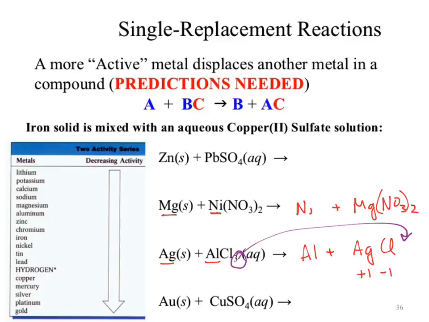Is the equation balanced? No. And we know that because on the left-hand side, how many chlorines do we have? 3. And on the right-hand side? Only 1. So to balance it, we would have to go through and adjust. We'd need 3 silvers and we'd need 3 silver chlorides. Now our equation would be balanced.